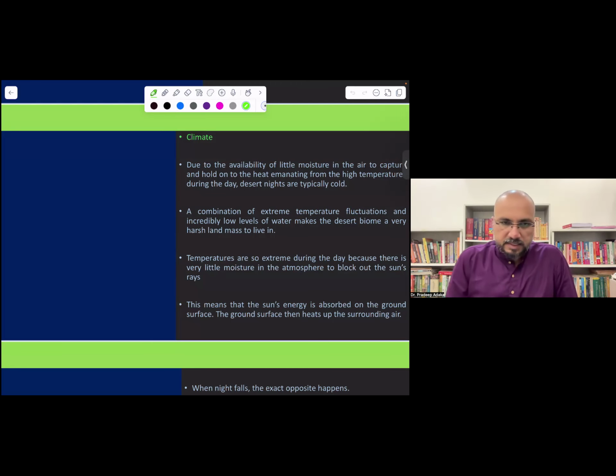And in the previous session, we started the desert biome. We discussed different types of deserts and how they are formed. All right, now let us continue. Let us look into the climate, flora, and fauna, and their adaptations.